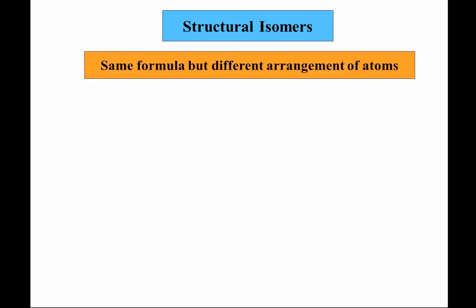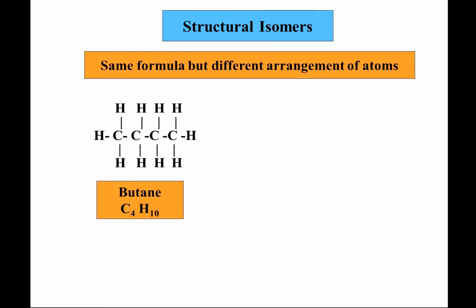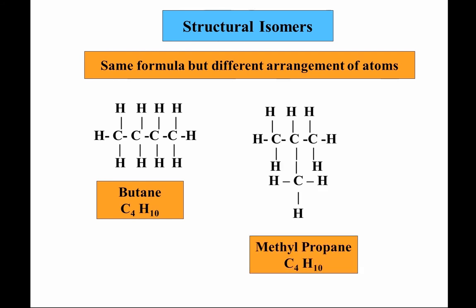Isomers. Isomers are compounds that have the same formula but a different arrangement of atoms. That is structural isomers. There are other kinds of isomers which we will talk about in a few minutes. Here's an example. Butane would have the formula C4H10. It's a straight chain. We know about this already.